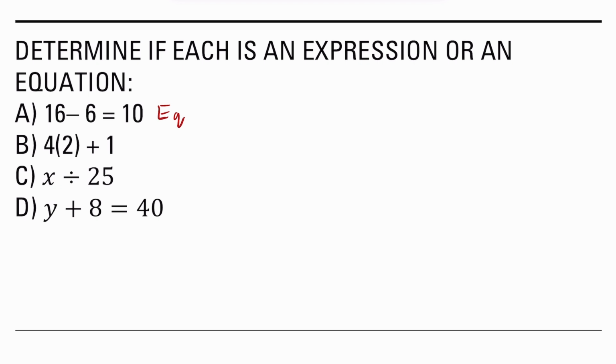So B, 4 times 2 plus 1. There's no equal sign, therefore it's an expression. x divided by 25, no equal sign, it's an expression. And then finally, y plus 8 equals 40. Well, equals means equation. All right. If there's no equal sign, it's an expression. If there is, it's an equation. If there's an inequality, it's also an equation.